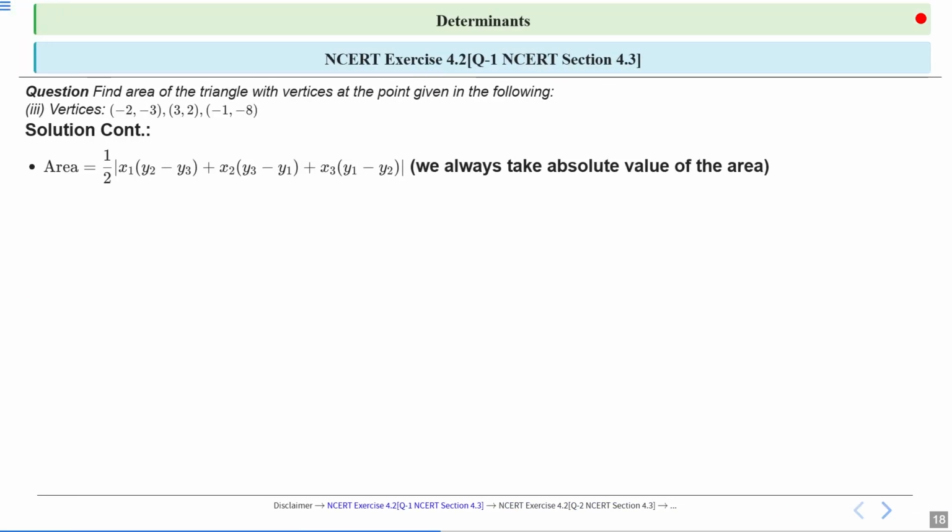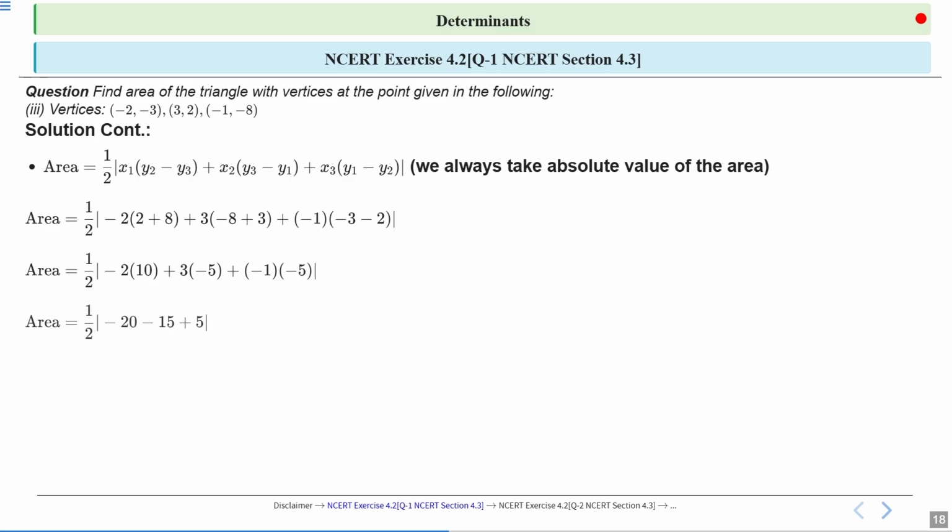The formula is this: 1 by 2 x1(y2 minus y3) plus x2(y3 minus y1) plus x3(y1 minus y2). So area becomes 1 by 2 mod minus 2 into (minus 2 plus 8) plus 3 into (minus 8 plus 3) plus minus 1 into (minus 3 minus 2). So when we just simplify it, due to the mod sign, minus 30 becomes 30 and 30 by 2 is 15. That is the area of the triangle.